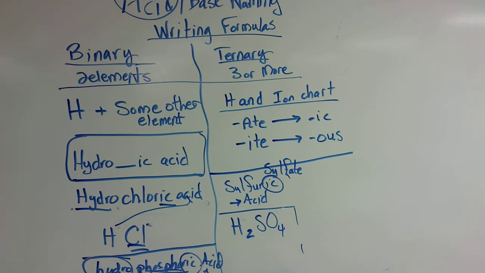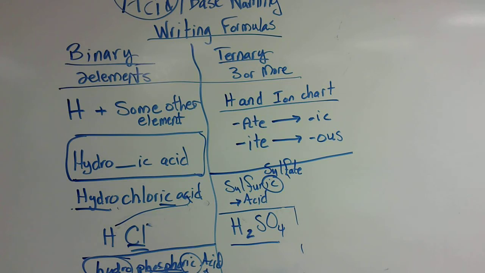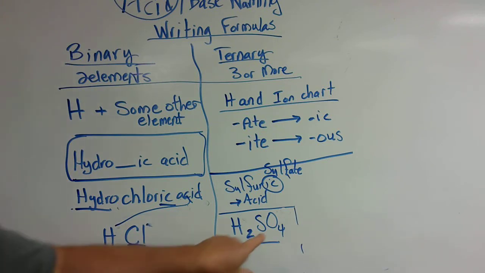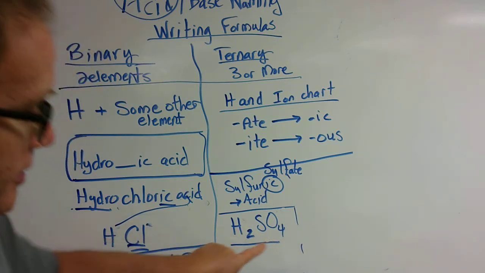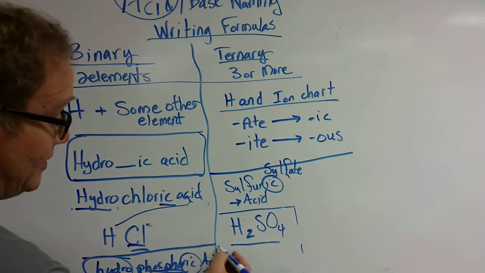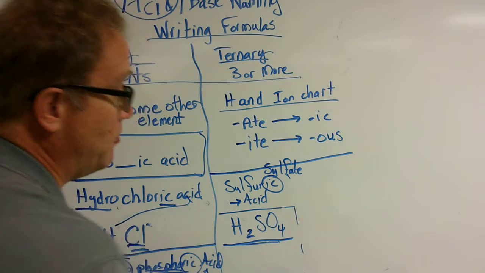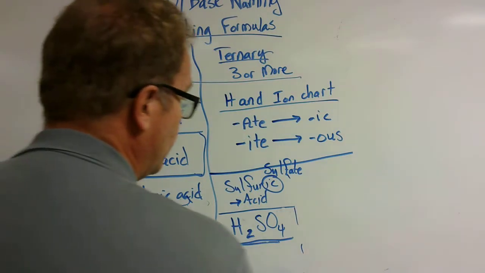And if I'm going to do the reverse and go back to the naming, you're going to say, oh, this has more than 2 elements. So I have to use the ion chart as far as the naming. This is going to be sulfate, which becomes sulfuric. That makes it an acid. So as you notice, the naming system is really not that bad, and the writing formulas, if you know how to write ionic compound formulas, then this is pretty easy.